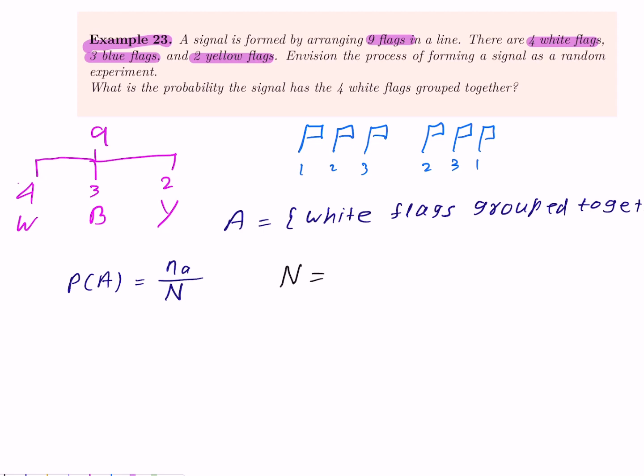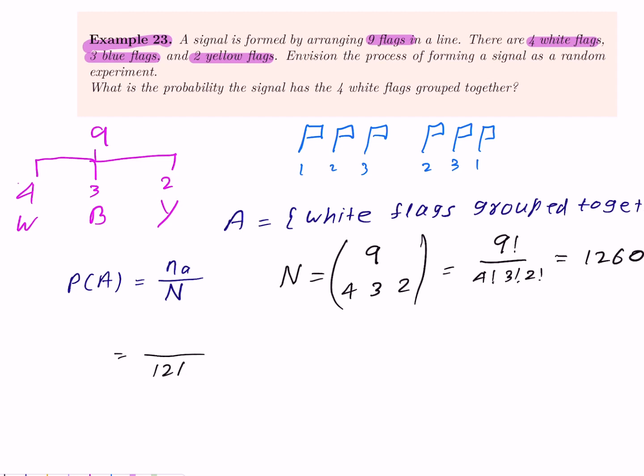N is without any condition. So how many total flags? There are 9 total flags, but we know for the same white, and blue, how many blues? The same, it is 3, and the last one 2. So you have this. How do we simplify this? 9 factorial over 4 factorial, 3 factorial, 2 factorial. When you simplify, you can get to 1260. Please check my numbers.